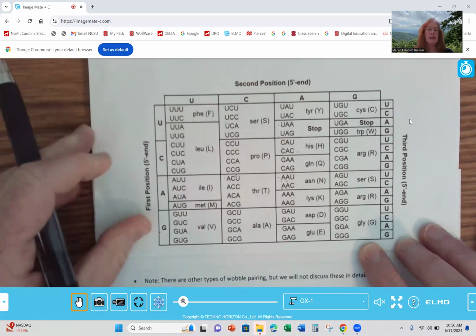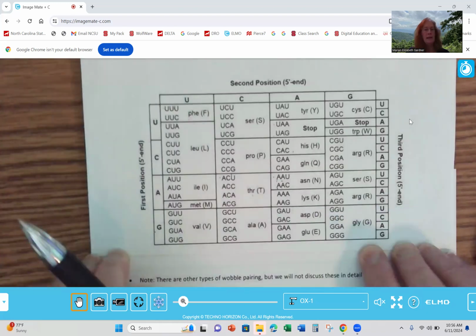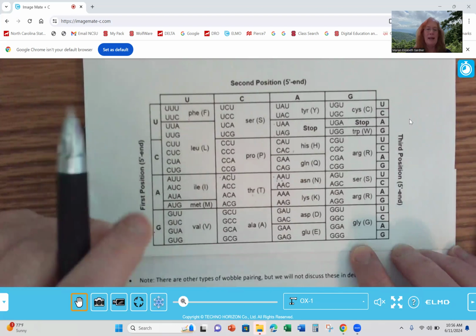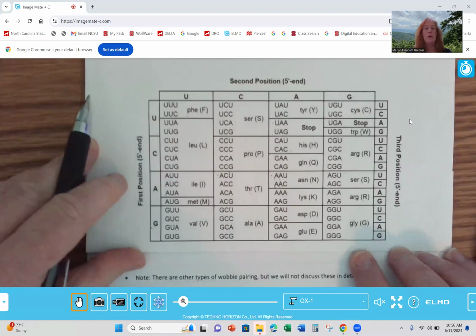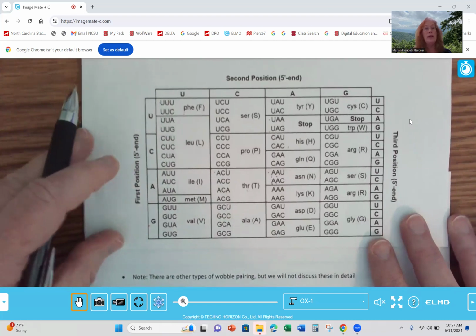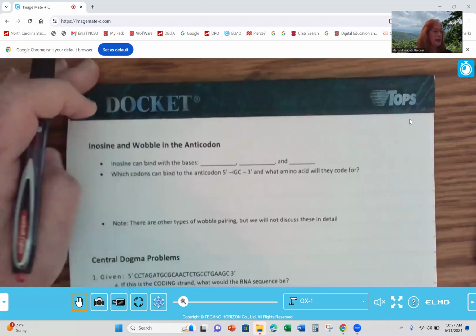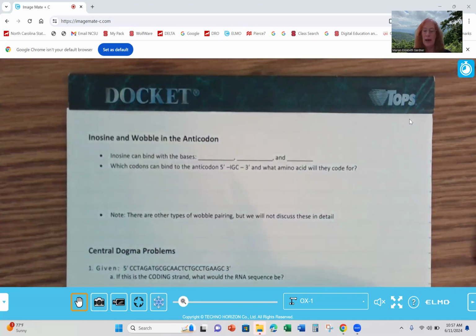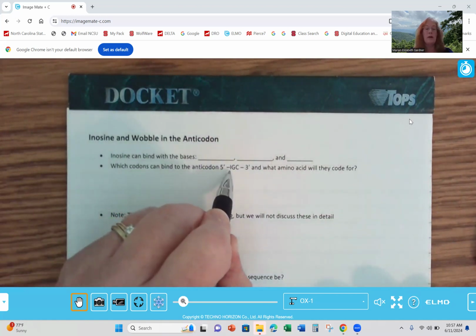This pattern to the degeneracy is something that was noticed early on, and it's thought that possibly that third position is just not as critical in the binding, and we say that this is wobble in the anticodon. Now, there are some specific wobble rules that you'll go into in more detail if you take a molecular genetics class. We're only going to go into the one involving inosine. So inosine is an unusual base that's found in the anticodon of transfer RNA. And when it's in the anticodon, it's always in the first anticodon position.